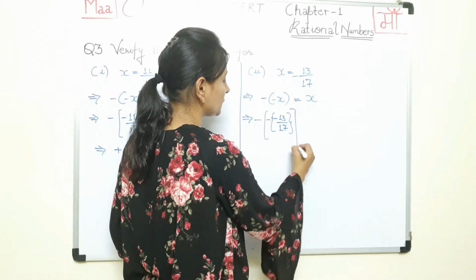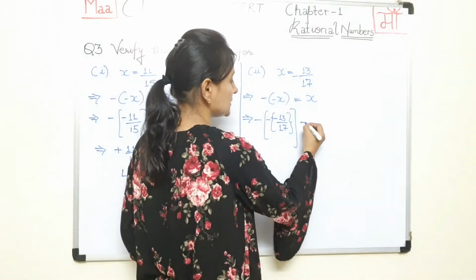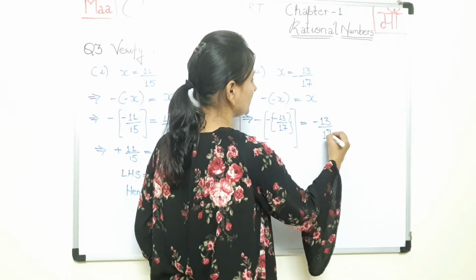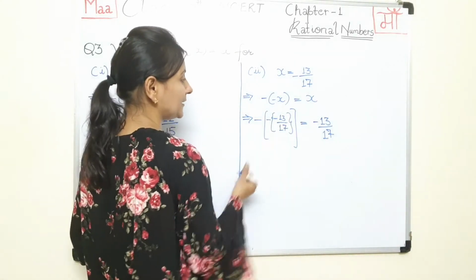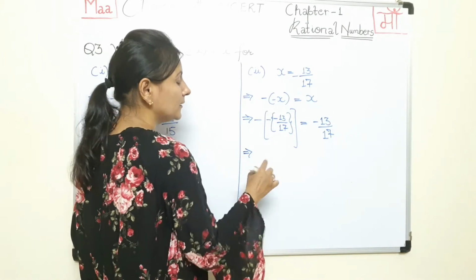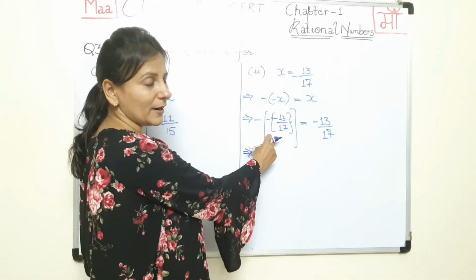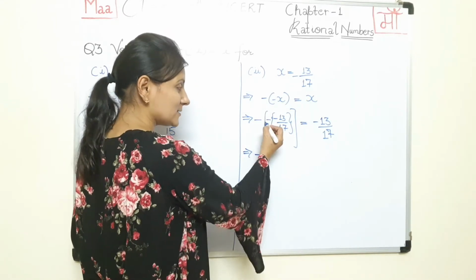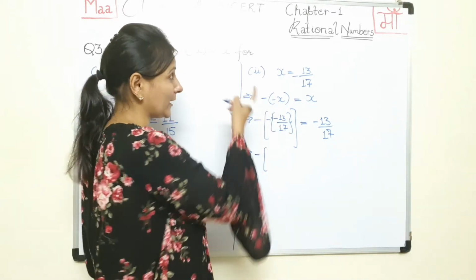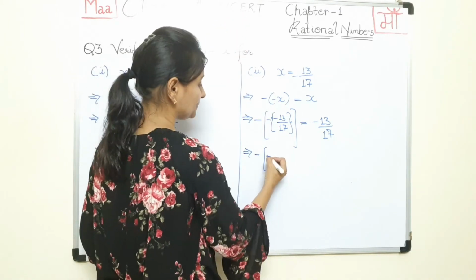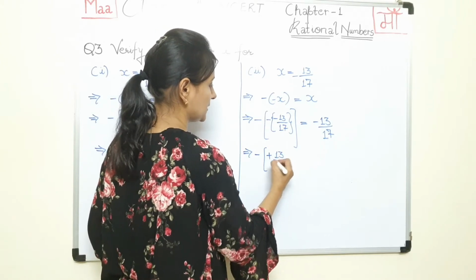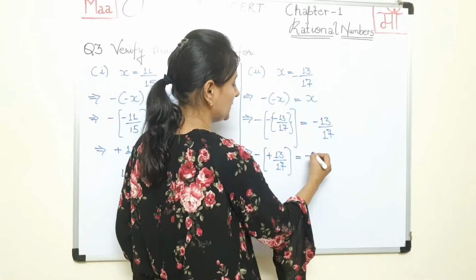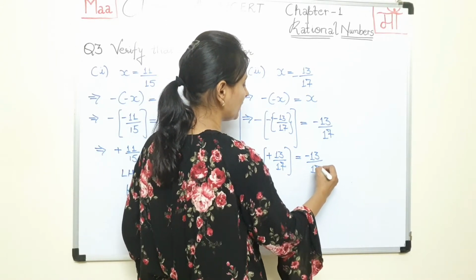Close the curly bracket and close the big bracket here, is equal to this side x, you will put minus 13 upon 17. Okay, right hand side it will come minus 13 upon 17 only. Now first of all we have to open the curly bracket. So see, outside the big bracket you will put minus sign as it is. Here minus outside the bracket and minus inside the bracket. So again minus outside, minus inside, it will become plus. So 13 upon 17. Then close the bracket. Other side it will be minus 13 upon 17 only.